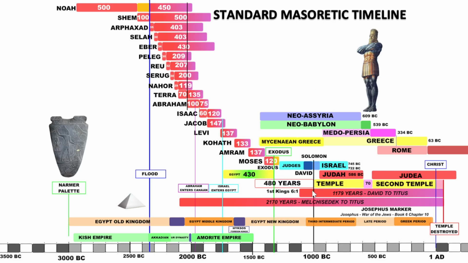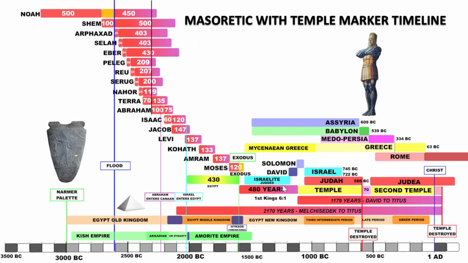But notice this marker here. In 1 Kings 6:1, there is this temple marker, and for some reason the standard people just aren't using it. But if you use this temple marker, it'll tell you that between the Exodus and the temple is 480 years. So now if we use the Masoretic with this temple marker, we've now added it, history gets pushed back. The Exodus, but again, this is mathematically impossible.